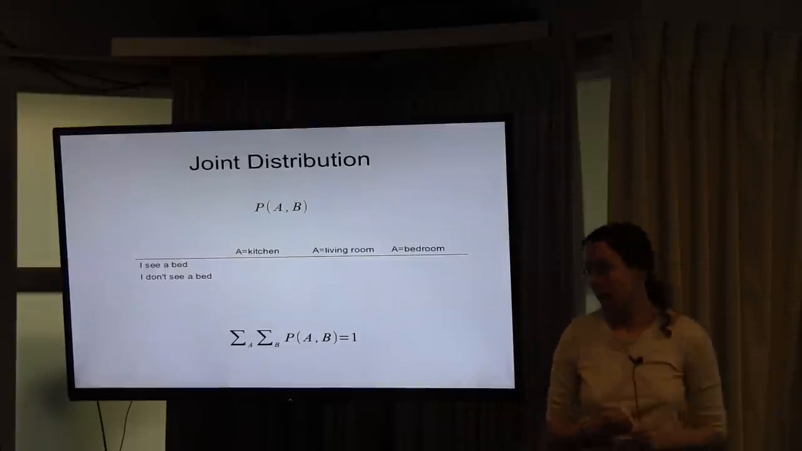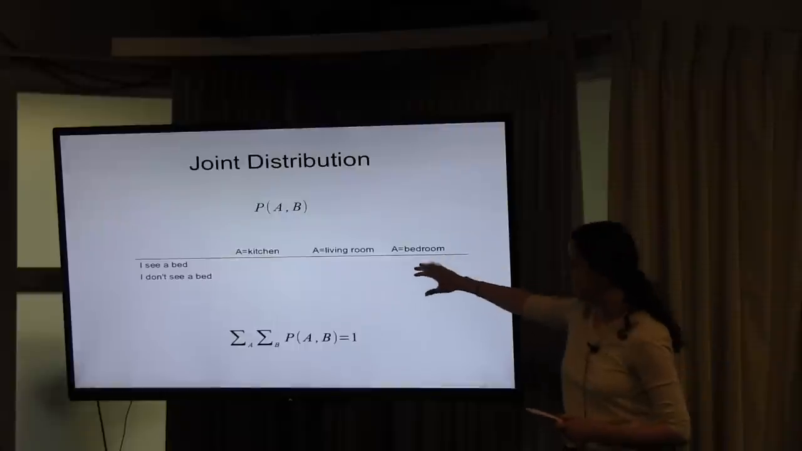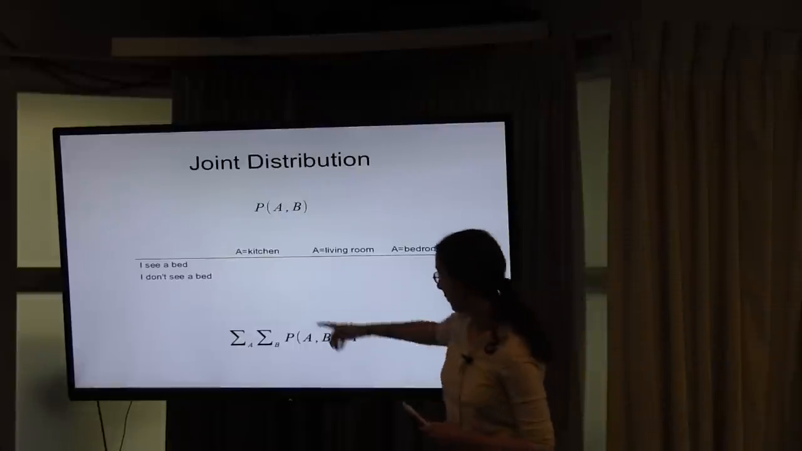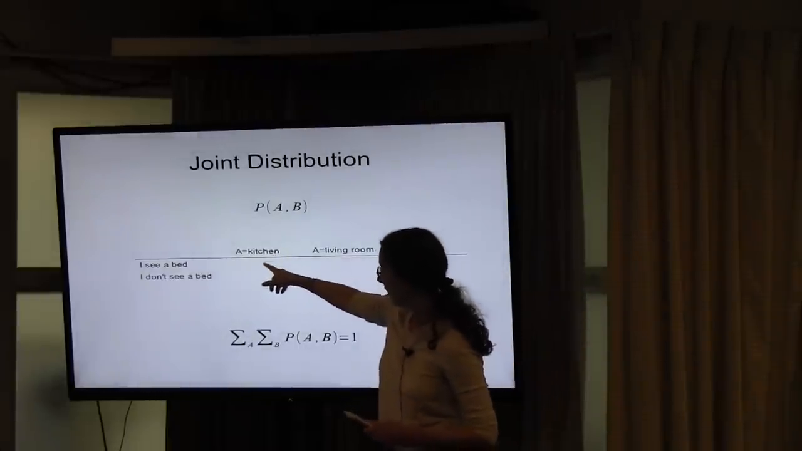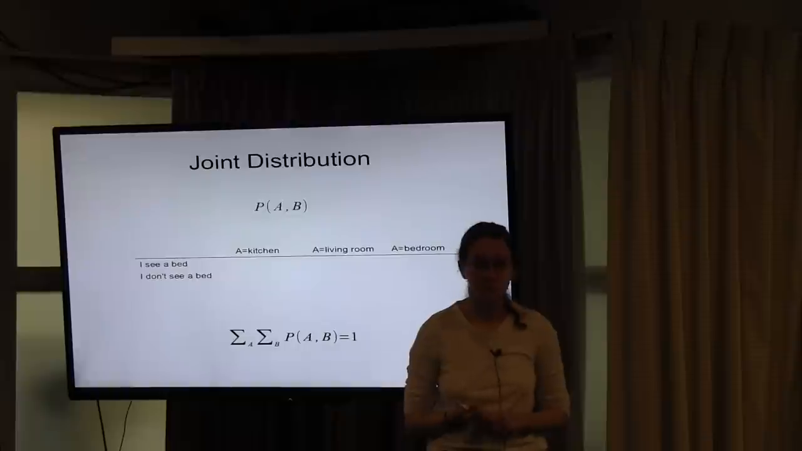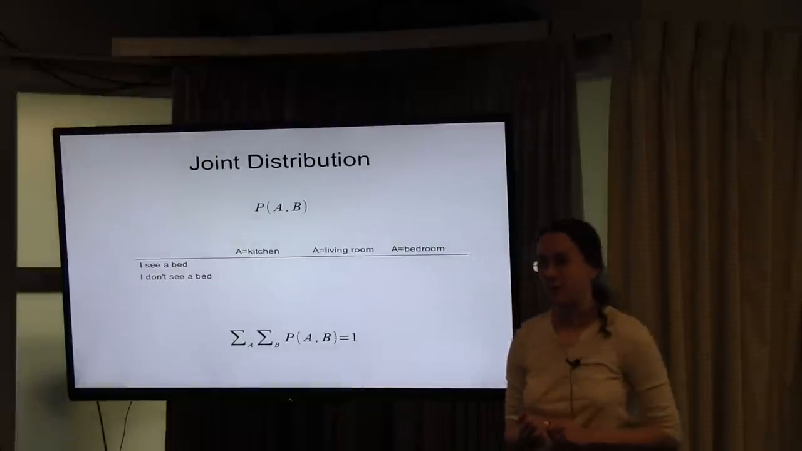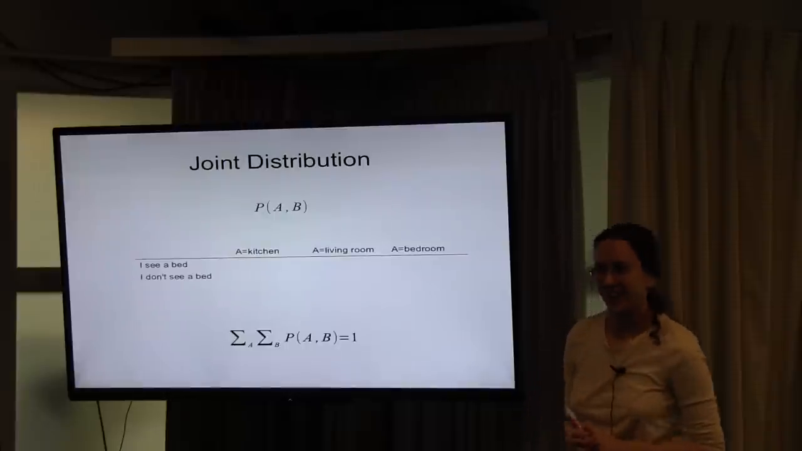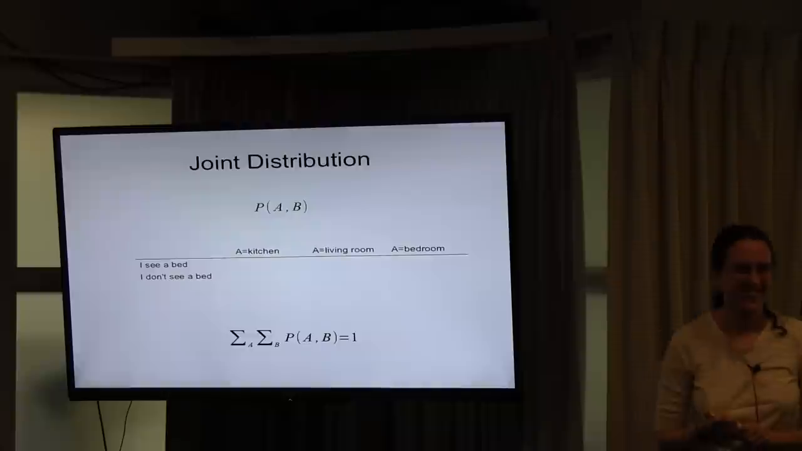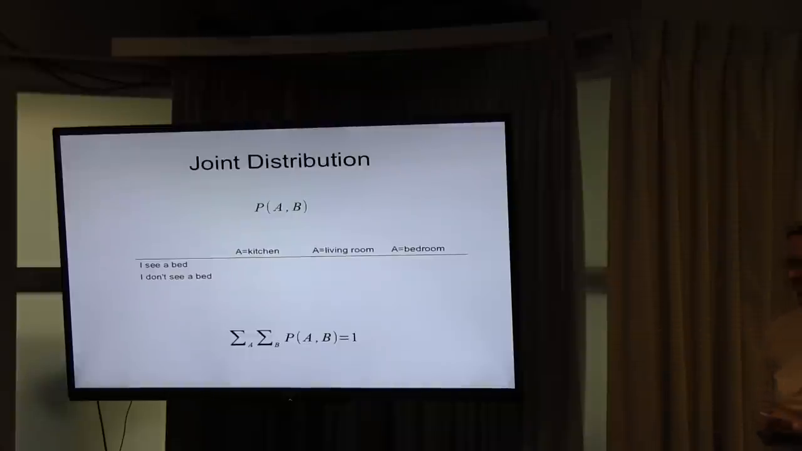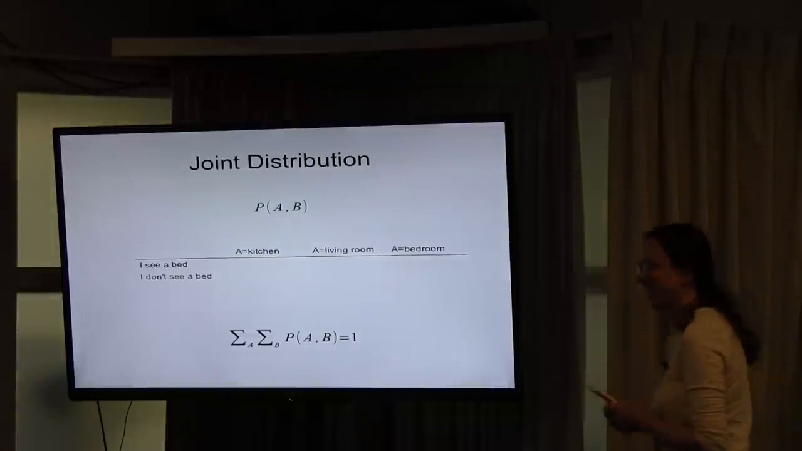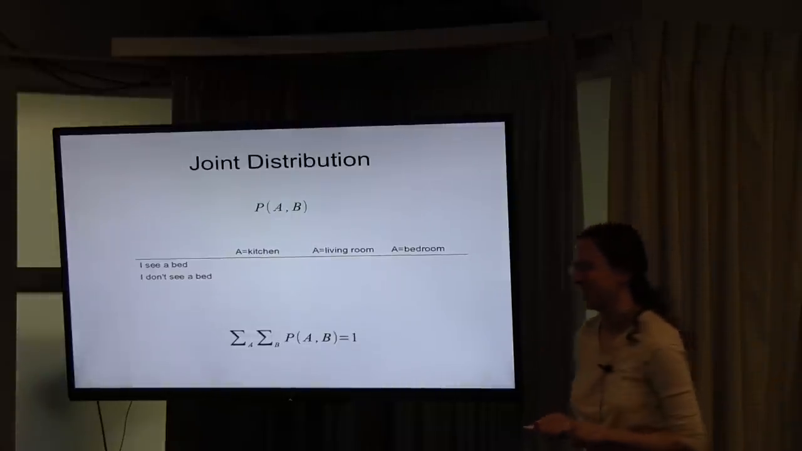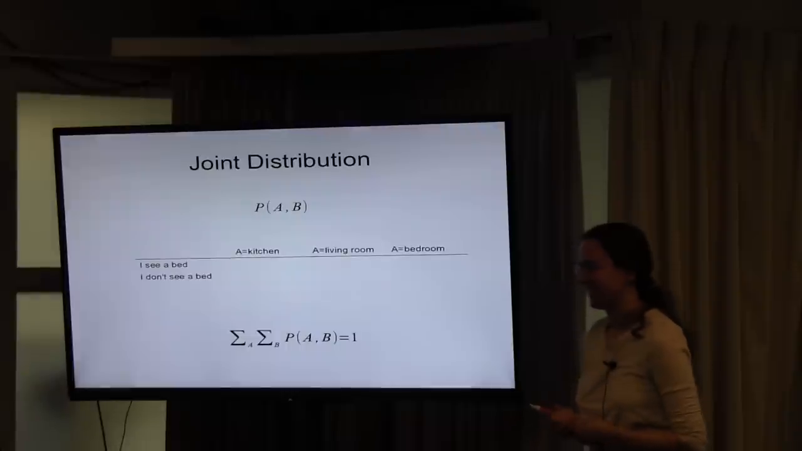All right, so now we're going to talk about the entries in this table. Let's think about this one here: I'm in the kitchen, and I see a bed. What number can I put there? 0.01, yeah. What else? 0. 0, good. I heard somebody else.